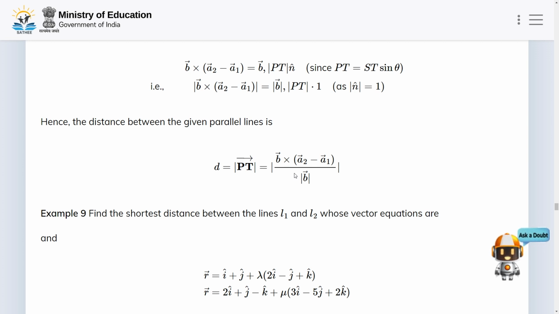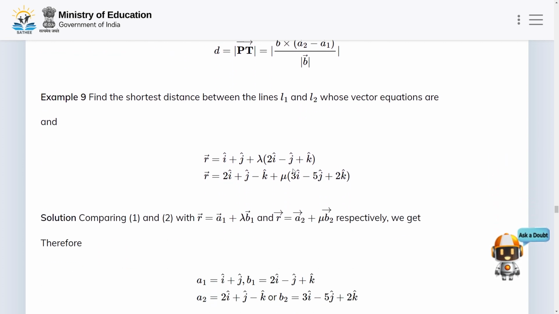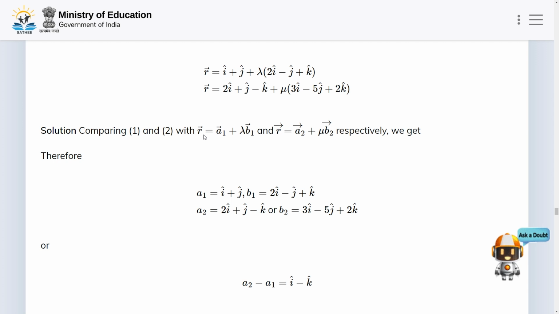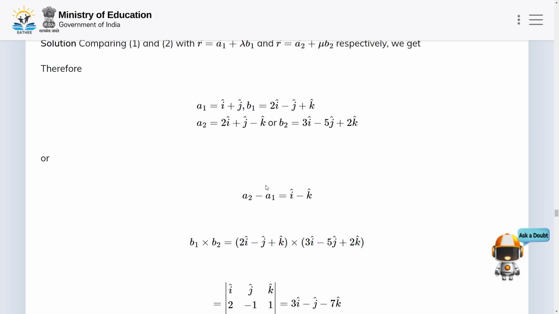Now let's see an example so that you will have a better idea. Find the shortest distance between the lines L1 and L2 whose vector equations are given in this form, and the other line L2 is given in this form. Comparing both, you will have a1 as i plus j, and a2 as 2i plus j minus k, b1 as this, b2 as this. This means a2 minus a1 will be i minus k.